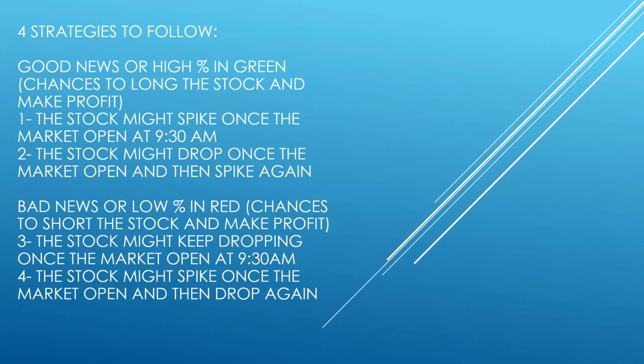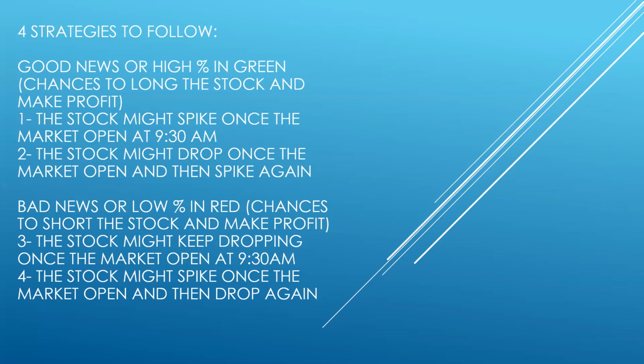A second possibility is that the stock might drop once the market opens at 9:30 a.m. and then spike again. So you will not do anything at 9:30 a.m. You will watch the stock, even if it has good news or a good earning report, it will drop at 9:30 a.m. when the market opens, and then you will wait for the drop to finish and it will pull back. So you will wait for the pullback to make sure that this pullback is real and not fake, and then you can jump in and buy, then sell high.